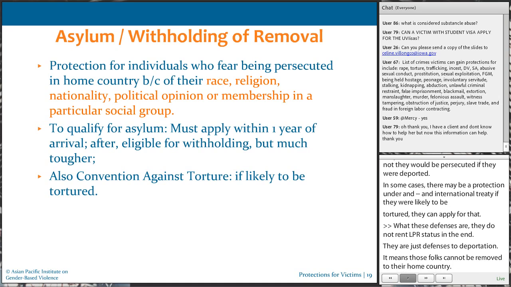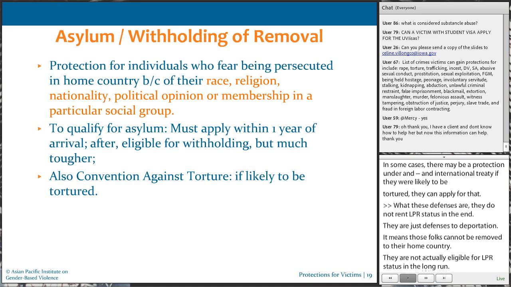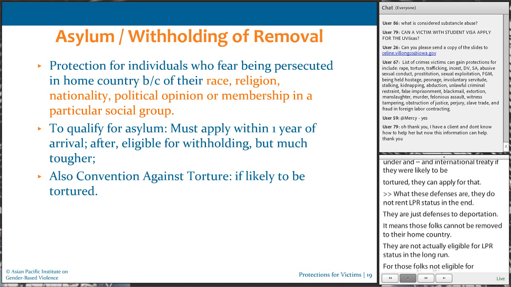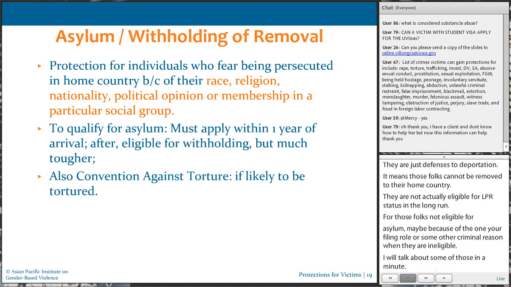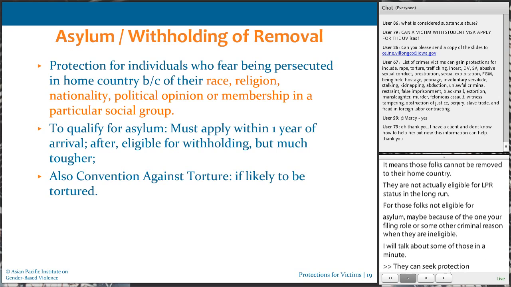And so for those folks that are not eligible for asylum, maybe because of the 1 year filing rule or because they might have some other criminal reasons where they are ineligible for asylum, and I'm going to talk about some of those in a minute, they can seek protection from deportation under these general categories of international law that says you can't deport somebody to a place where they're going to be persecuted or tortured.